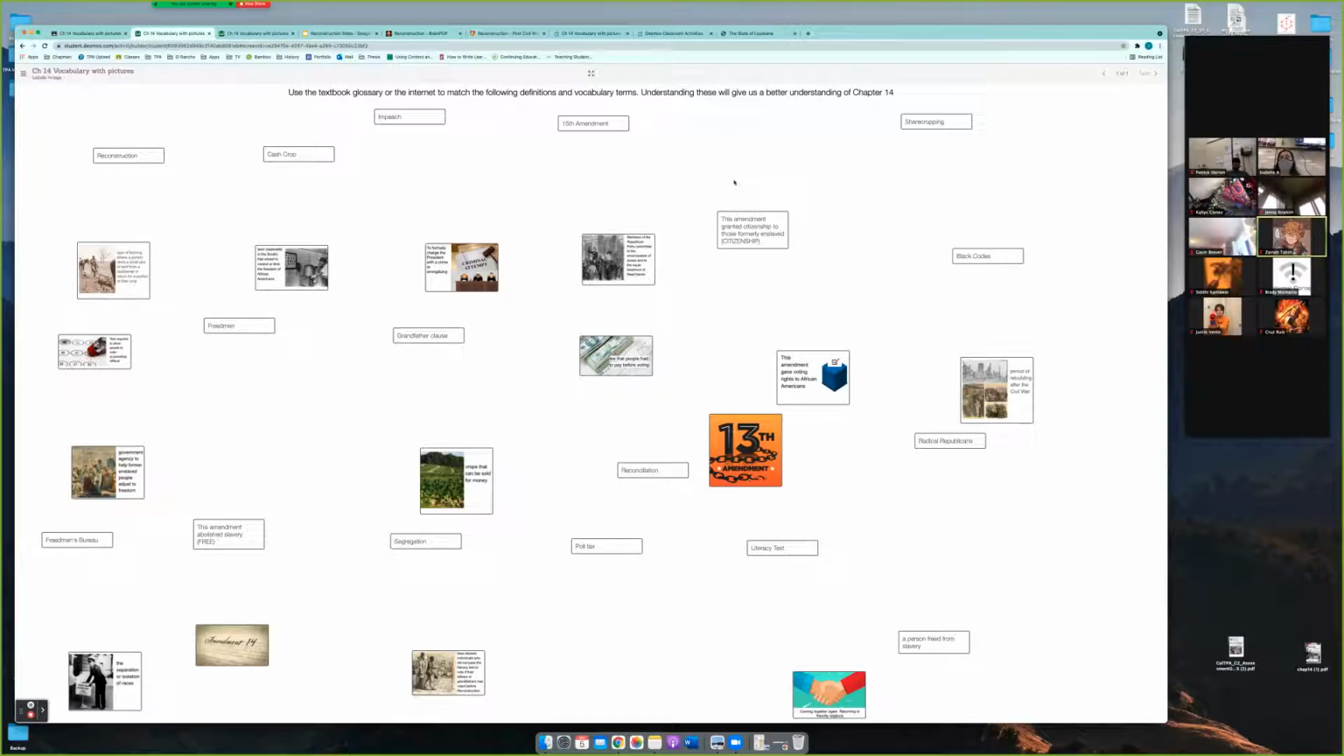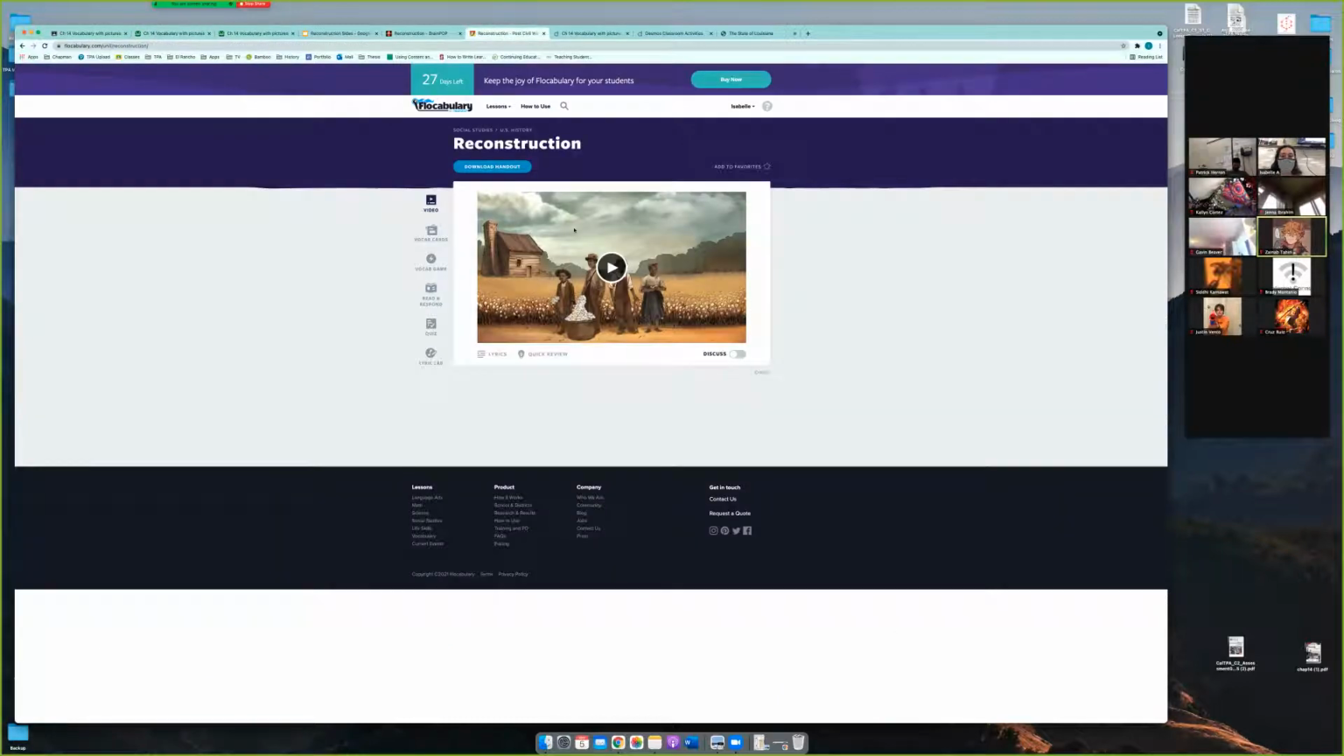I'm going to give us about 15 minutes to work on it, first together and then independently. But I wanted us to open this up before we watch the video so we know what words we're looking for, right? So we have Reconstruction, cash crop, literacy test, Freedmen's Bureau, black codes, and grandfather clause, just a couple. So I'll have us watch the vocabulary video. Again, it's just going to be a short music video on Reconstruction.